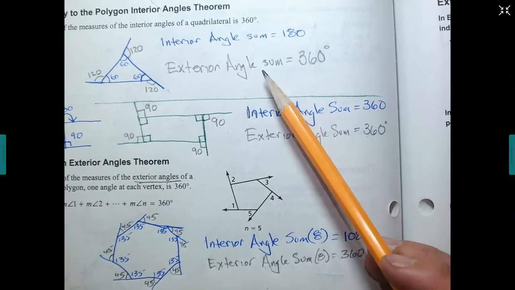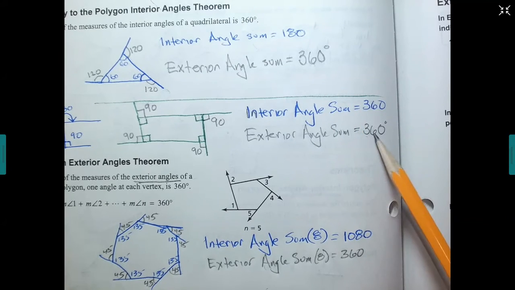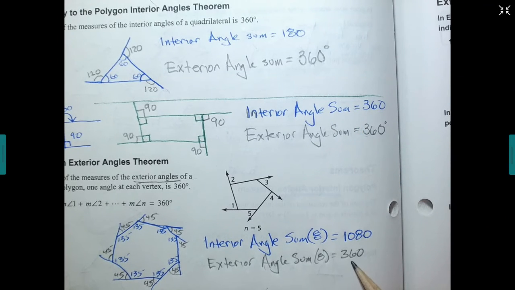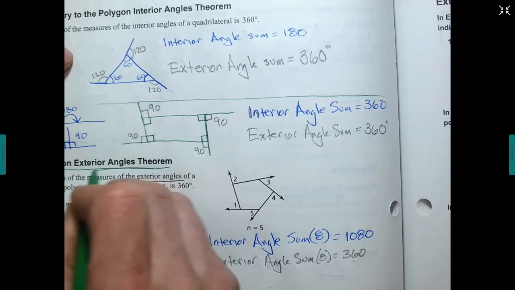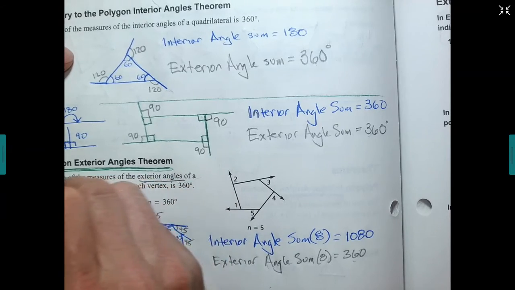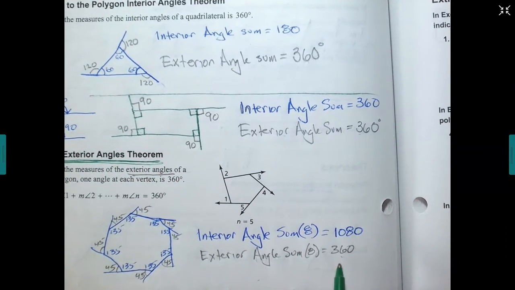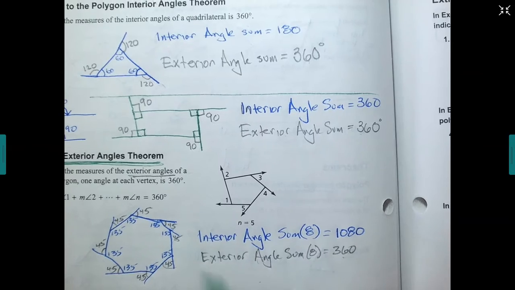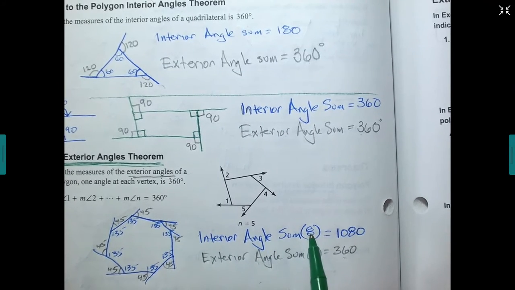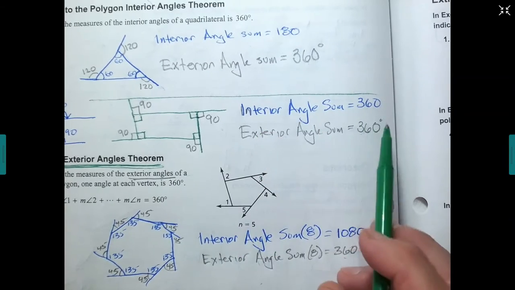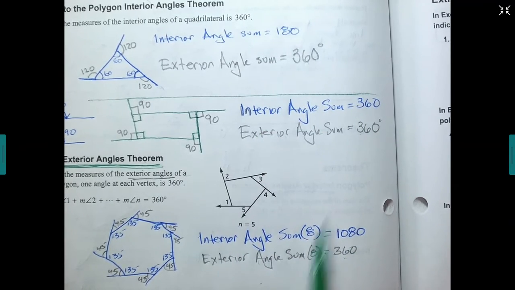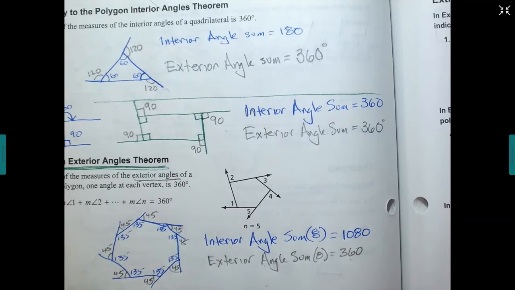Whoa. Exterior angle 360, exterior angle 360, exterior angle 360. So what that's telling us is that no matter what polygon we have, our exterior angle sum is 360. Our interior angle sum is the number of sides minus 2 times 180. So our interior angle sum changes each time, but our exterior angle sum stays 360. Okay? So that's the lesson.